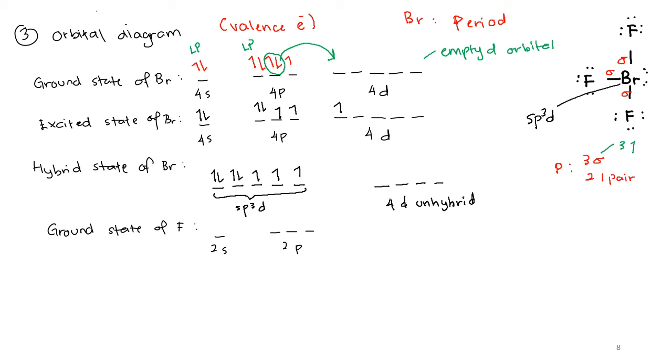So for bromine, it's settled. And if you want to double check, you can. So here you have lone pair, sigma, sigma, sigma. And next, the ground state of fluorine is 2s2, 2p5. And then you have 1 single electron here to do overlapping to form the sigma bond.